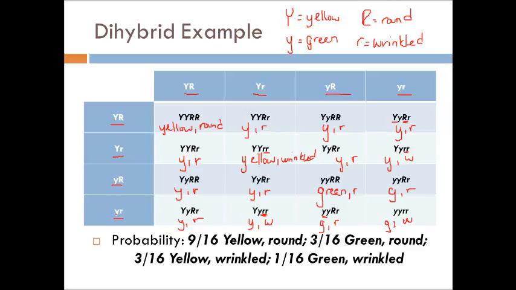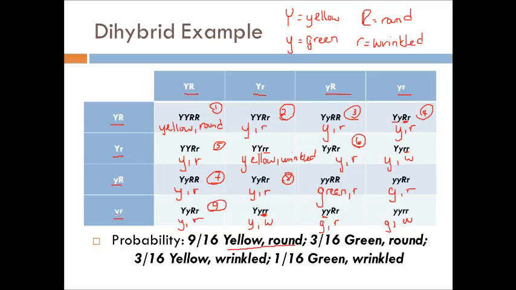Now that we've figured out the phenotypes, we can count them up. We have 1, 2, 3, 4, 5, 6, 7, 8, 9 yellow and round.